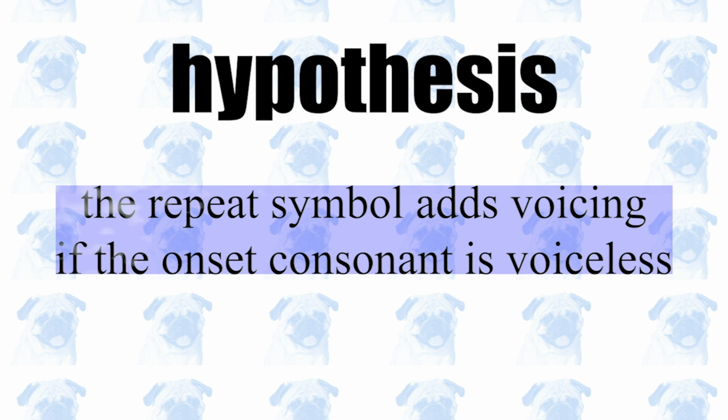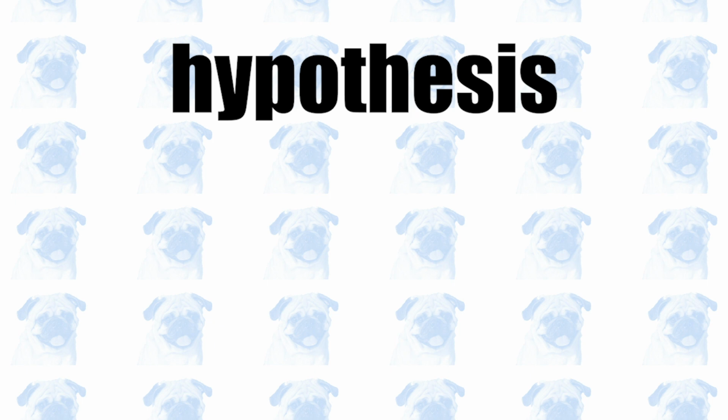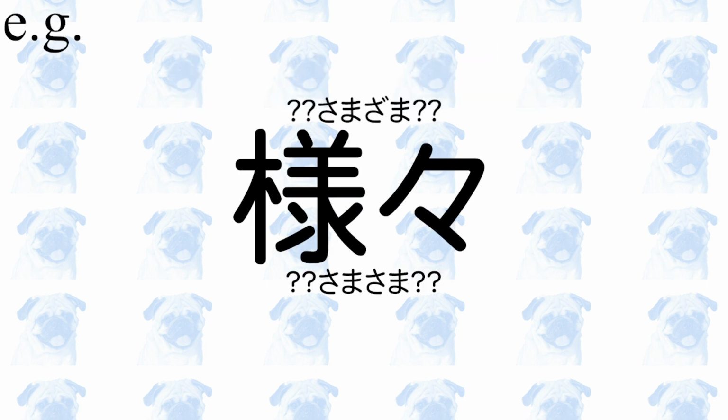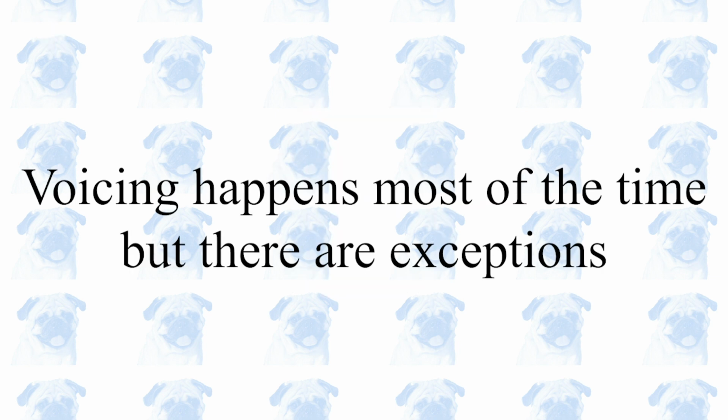This rule, however, doesn't apply to all cases, which makes you wonder, then how do I know whether a consonant should be voiced or unvoiced? And the answer is, it's often impossible to tell because sometimes the repeated segment becomes voiced and at other times it remains voiceless. For instance, in kigi, the second ki becomes voiced, whereas in tata, the second ta remains voiceless. So unfortunately, you can't always tell how to pronounce the repeat symbol just by looking at the preceding character.